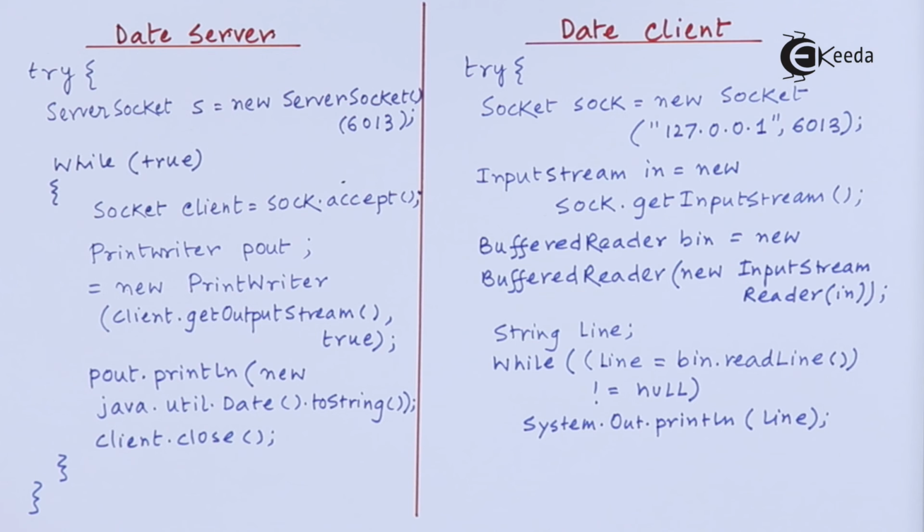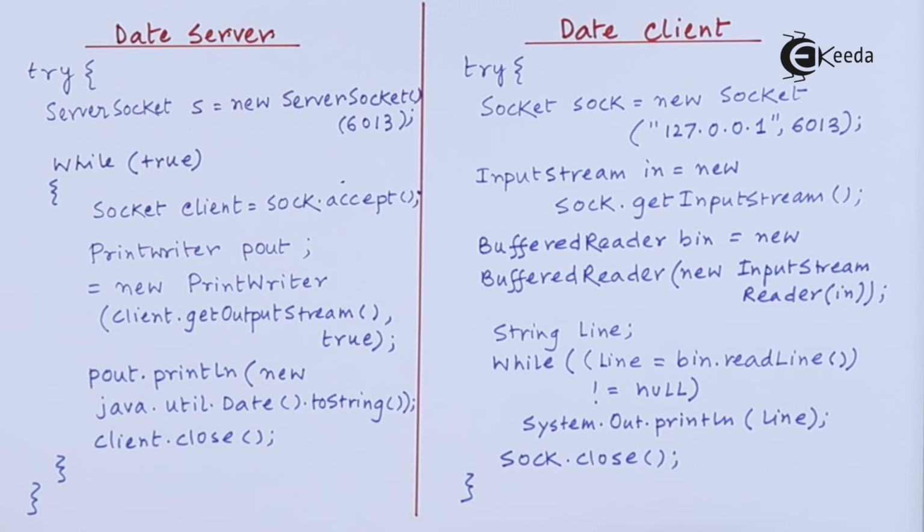Now after the client has completed displaying the current date and time from the date server, it should close the socket it made for connection to the particular port number 6013. So in this way, sockets can be used in client-server programming.